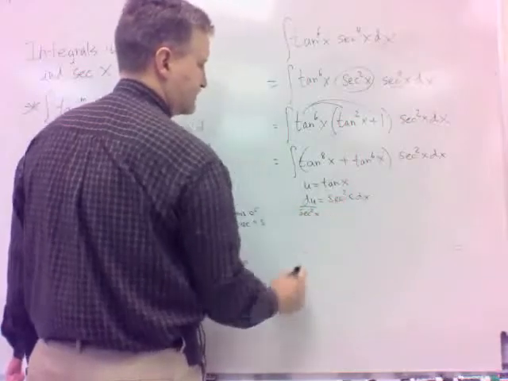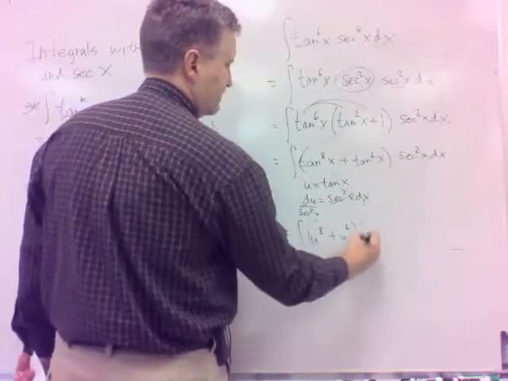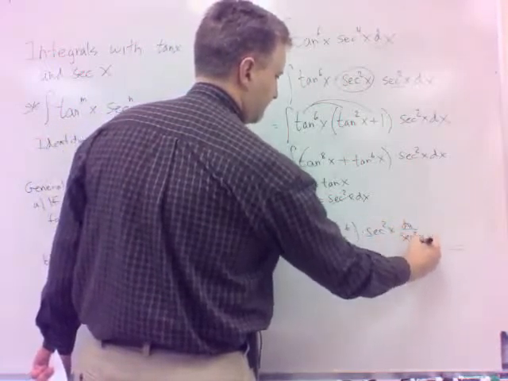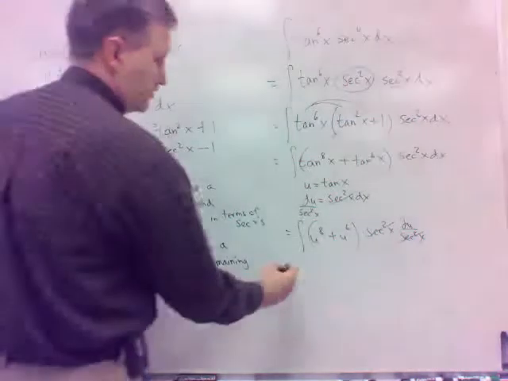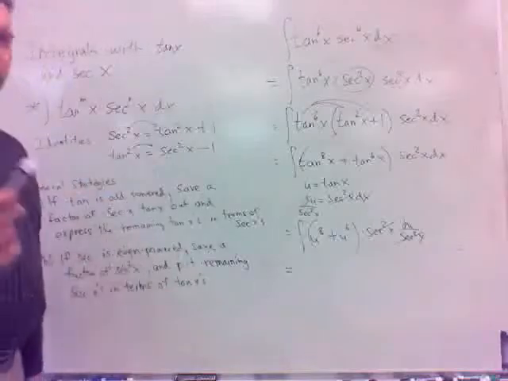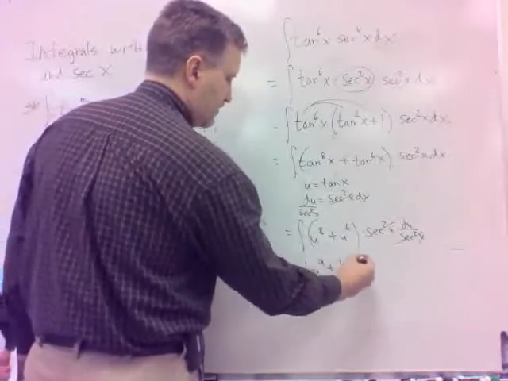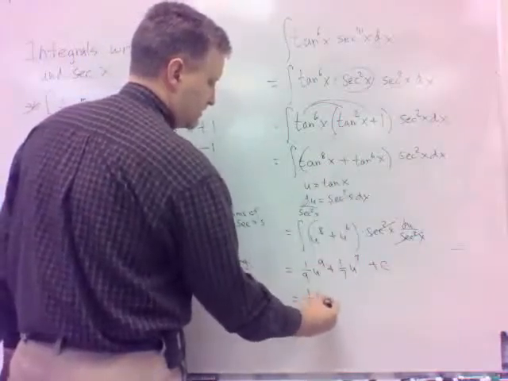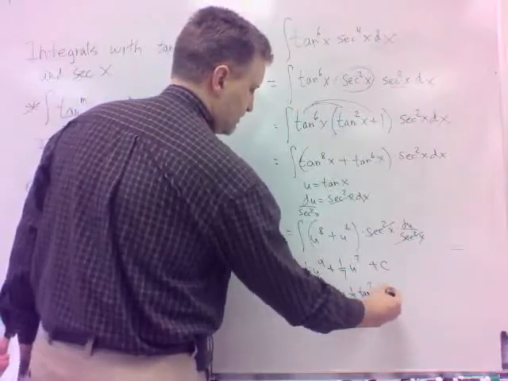Because the secant squares are going to cancel. So we're going to have the integral of u to the 8th plus u to the 6th times secant squared du over secant squared. Secant squareds cancel. So we just have u to the 8th plus u to the 6th. All I've got to do is integrate. With me? So that's 1/9 u to the 9th plus 1/7 u to the 7th, antiderivative, plus c. u is tangent of x. So it's 1/9 tangent to the 9th plus 1/7 tangent to the 7th, plus c.